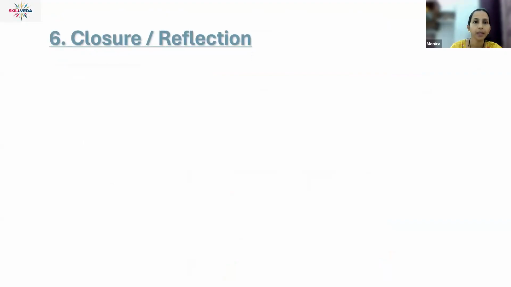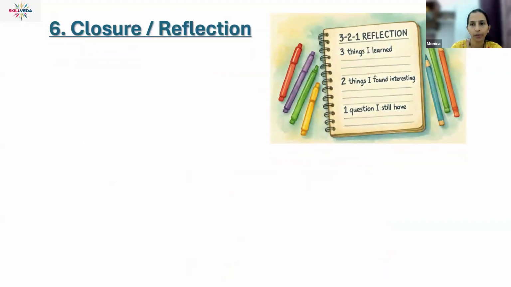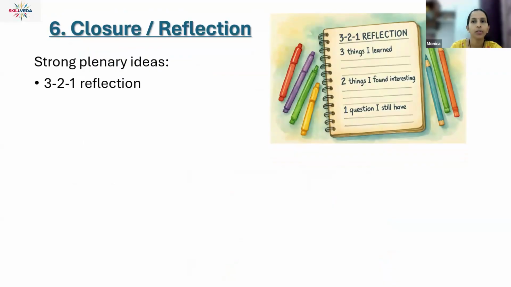Okay. And then the last one is closure or reflection. So you can use this 3-2-1 reflection method: 3 things I learned today, 2 things I found interesting, and 1 thing I still have doubt. Using this closure activity, we can actually know what the doubt of each child is.